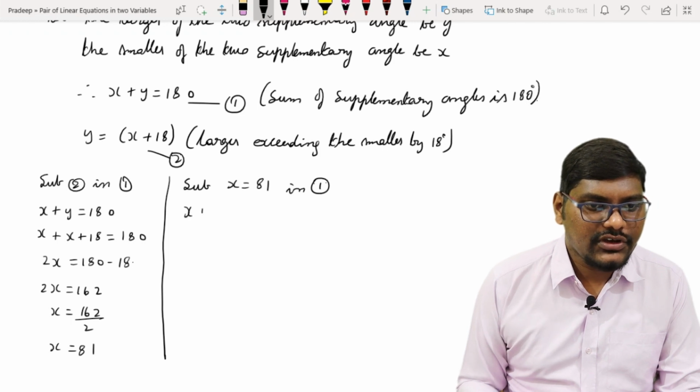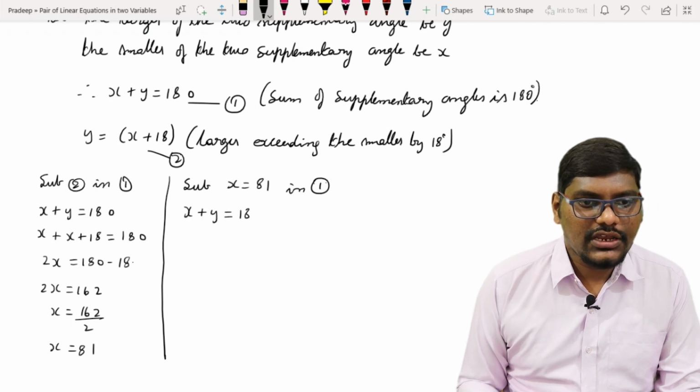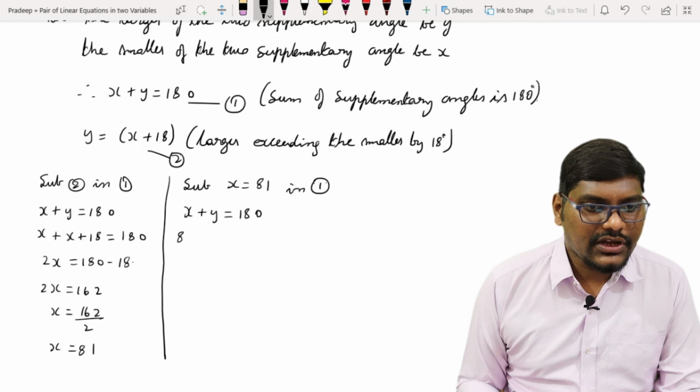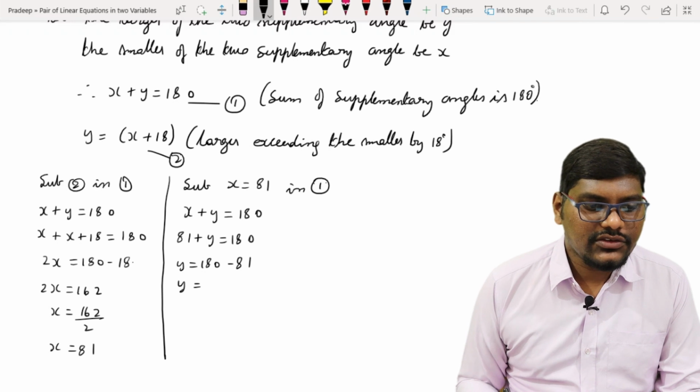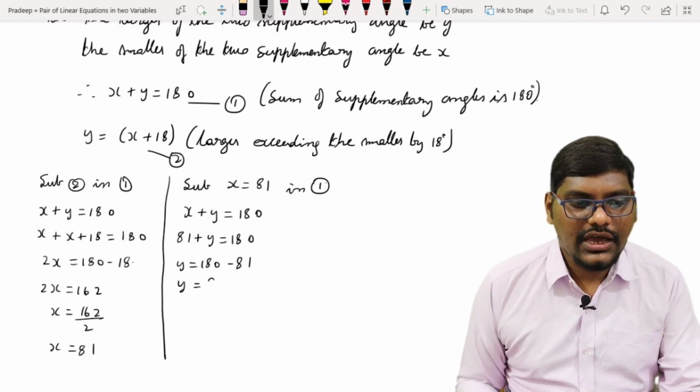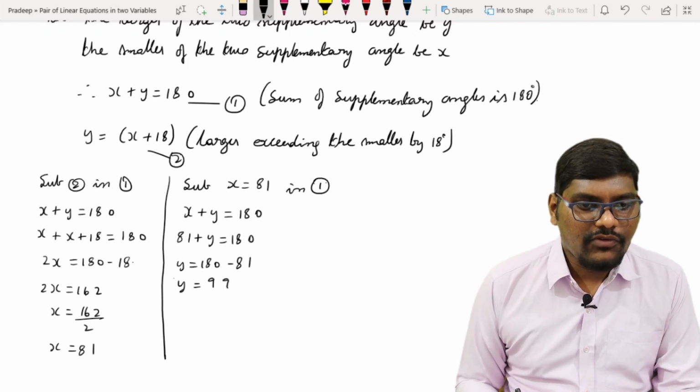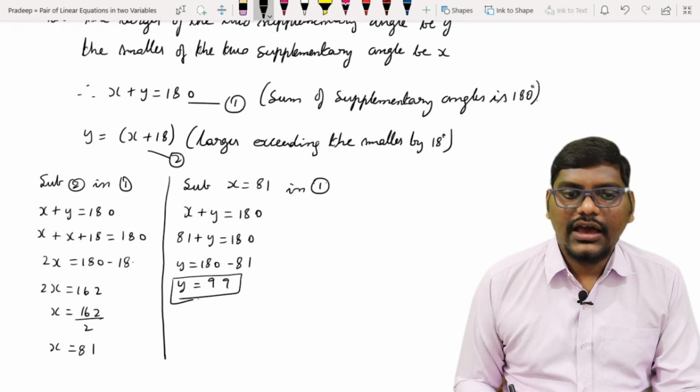What is the first equation? x plus y equal to 180. In the place of x I can write 81 plus y equal to 180. So that is y equal to 180 minus 81. So y will be 180 minus 81, in the sense we will be getting the value as 99. So y value we are getting as 99.